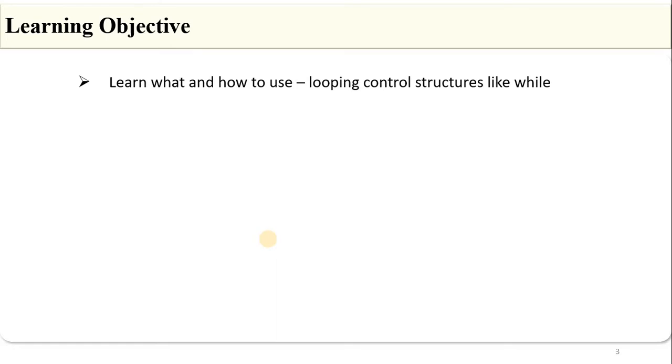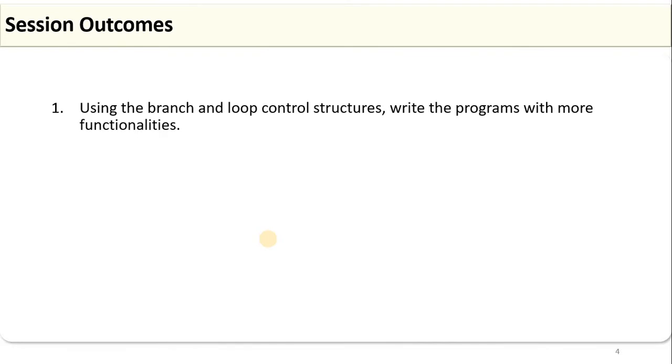Learning objective. Here in this session you will learn what and how to use looping control structure like while with an example. Session outcomes. After the session you should be able to use branching and looping control structures and write a C program with a few more functionalities.